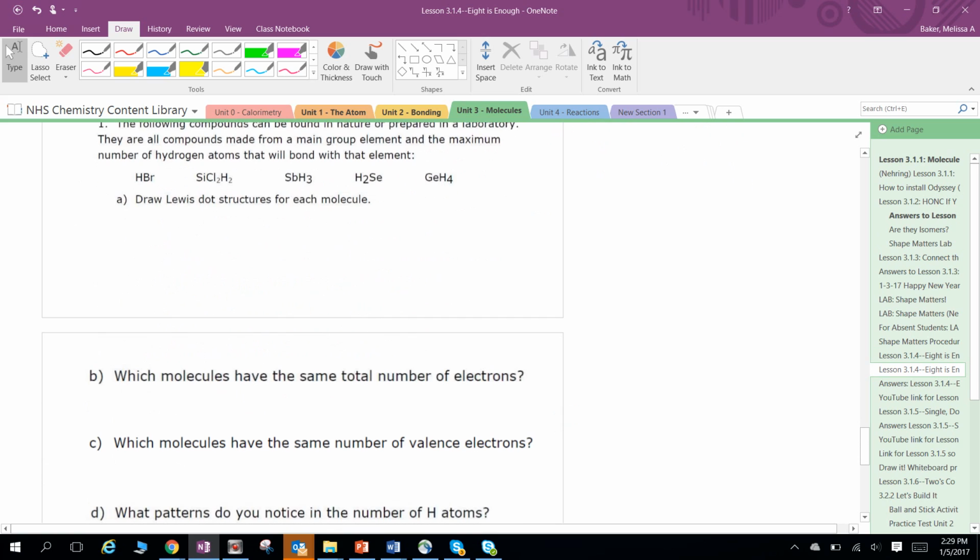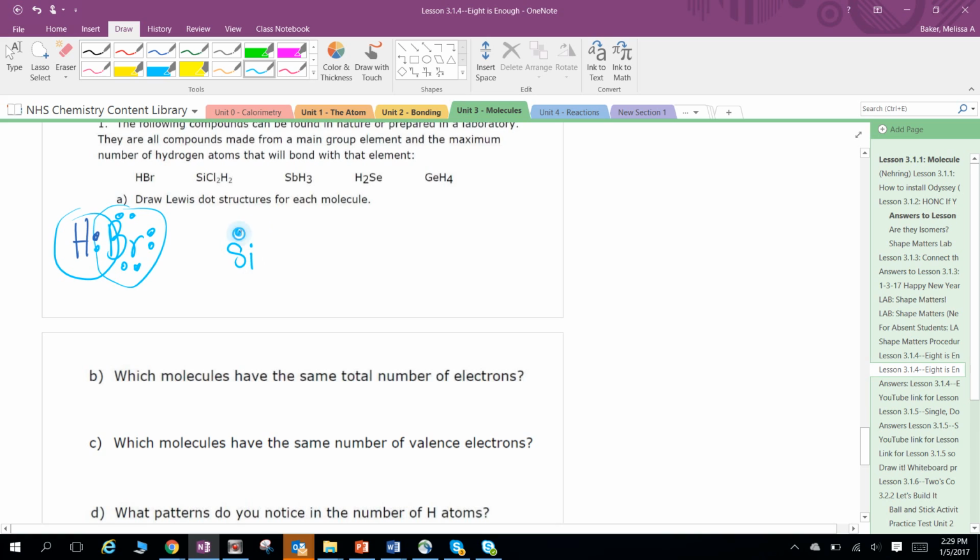Next, it wants us to draw some Lewis structures for these other compounds. Let's start with HBr. Hydrogen has 1 valence electron. Bromine has 7. 1, 2, 3, 4, 5, 6, 7. Everybody's happy there. Bromine's got the great 8. Hydrogen's always happy with just 2.